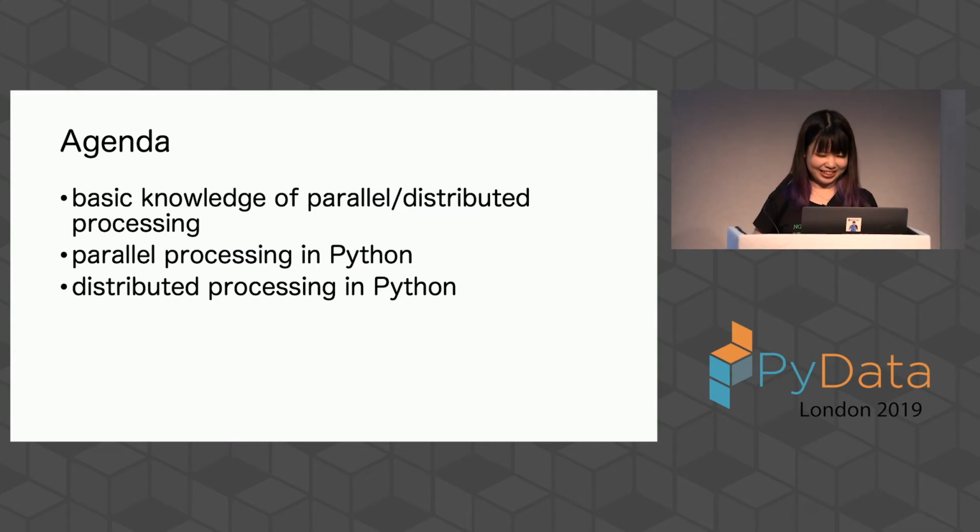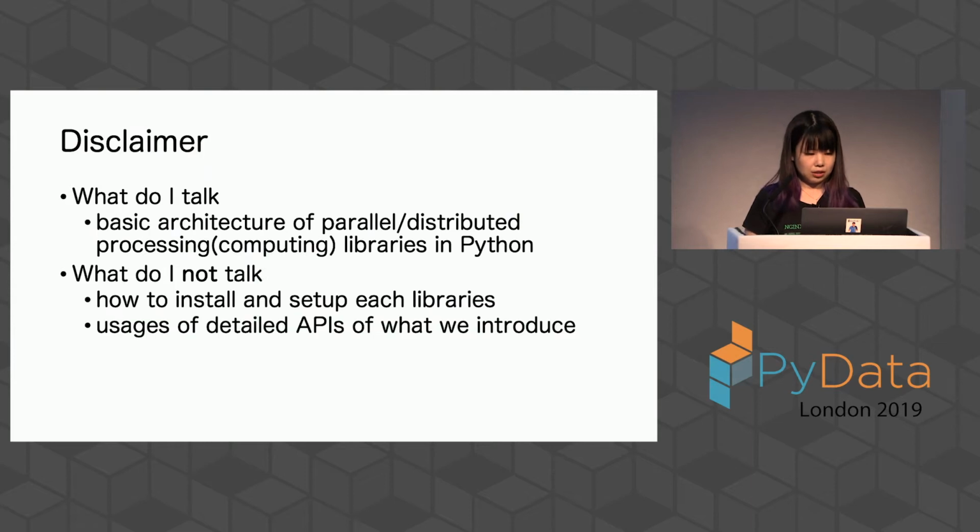I start. My agenda is here. First of all, I explain why we run parallel and distributed processing. Next, I explain the difference between parallel and distributed processing. And finally, I introduce some popular libraries for parallel and distributed processing in Python and their architectures and features.